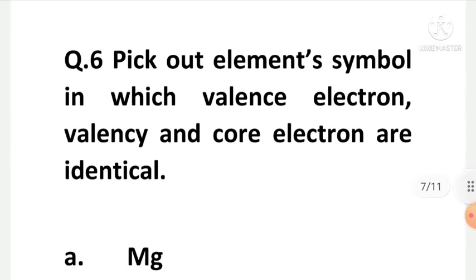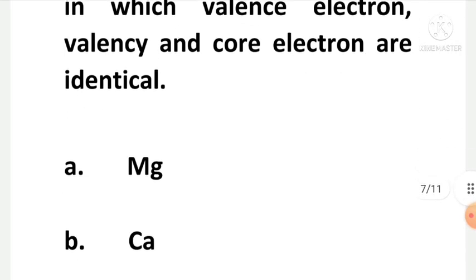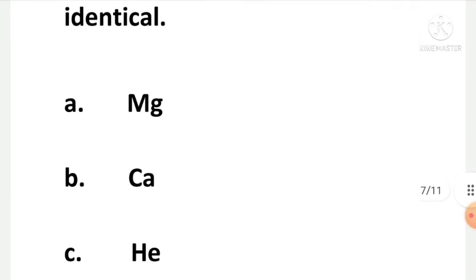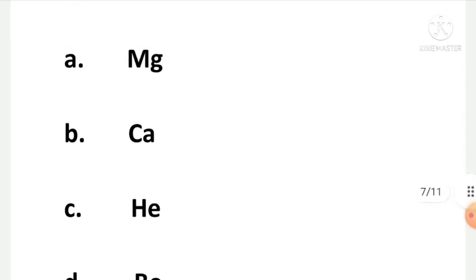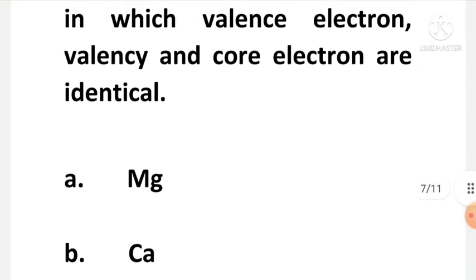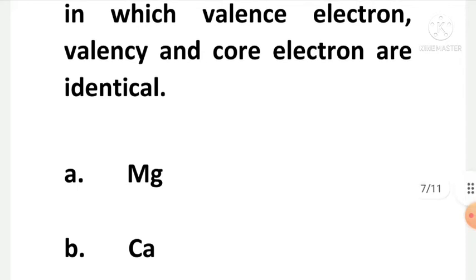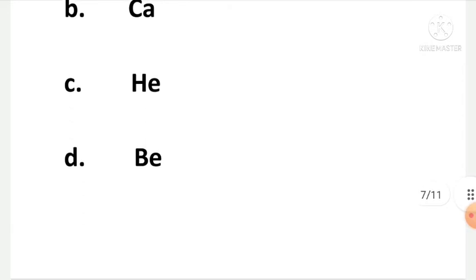Now question number 6. Pick out the element symbol in which valence electron, valency and core electron are identical. Now here four options are given: A. Magnesium, B. Calcium, C. Helium, D. Beryllium. Now in the given options you have to select the correct option in which valence electron, valency and core electron are identical, that means similar. So you have to select the correct option.